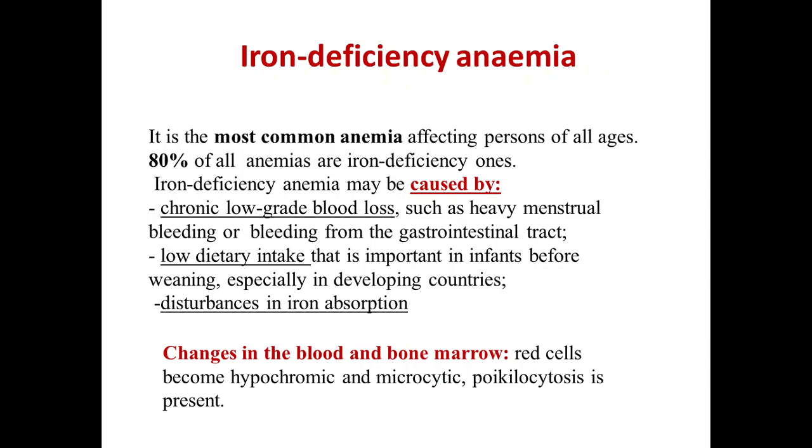Iron deficiency anemia may be caused by chronic low-grade blood loss, such as heavy menstrual bleeding or bleeding from the gastrointestinal tract; low dietary intake, which is important in infants before weaning, especially in developing countries; and disturbances in iron absorption.